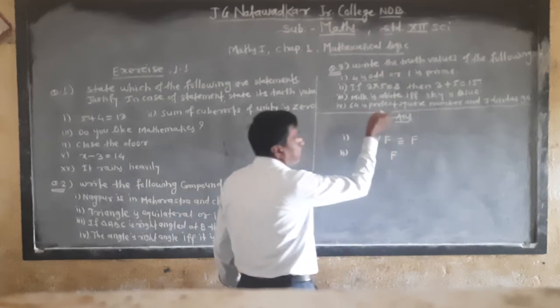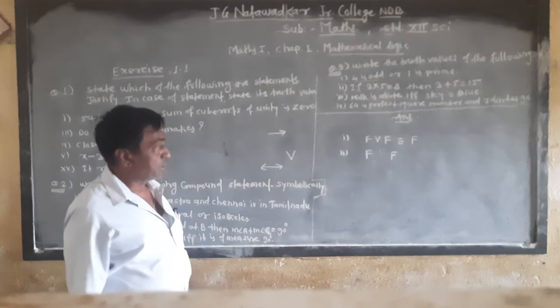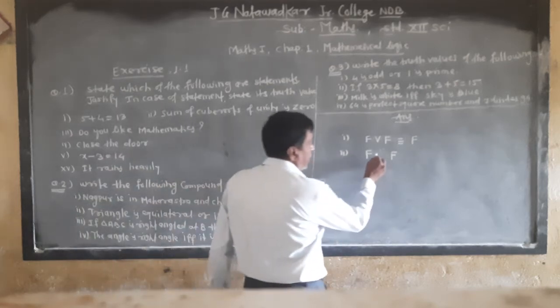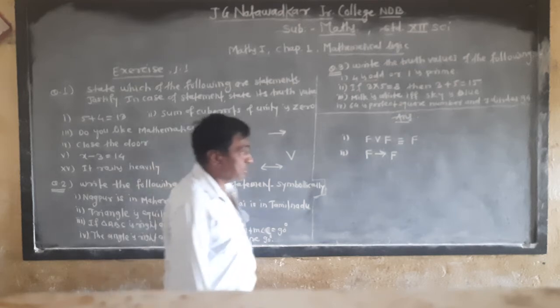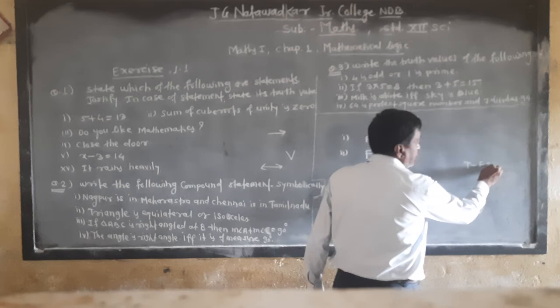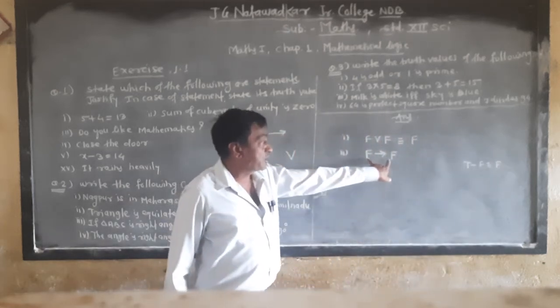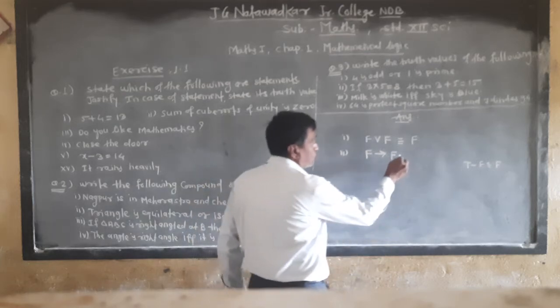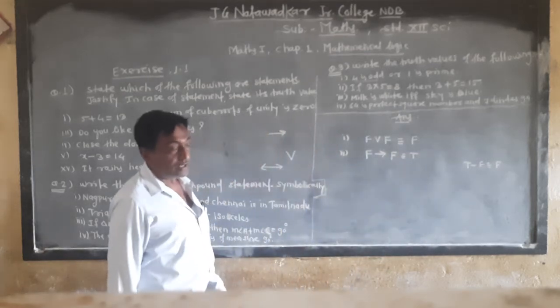These both statements are connected by the words if-then. This is the statement of implication. So here F implies F. In case of implication, we already said that if the first statement is true and the second statement is false, then the answer is always false, otherwise it is true. Here both statements are false, so the answer is true, and its truth value is capital T.